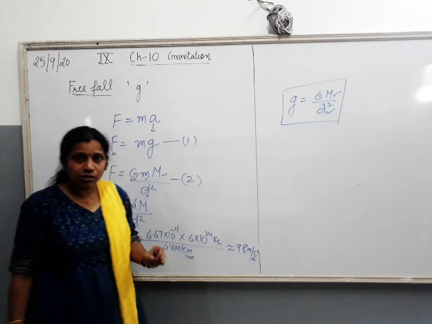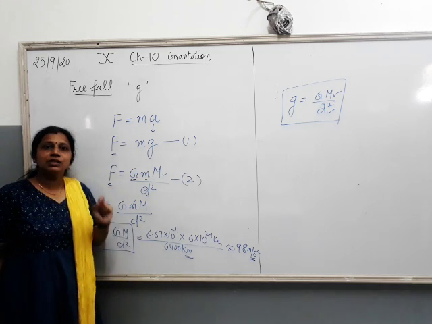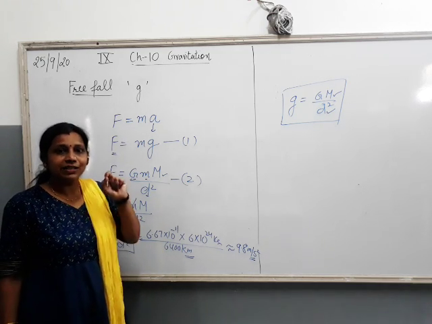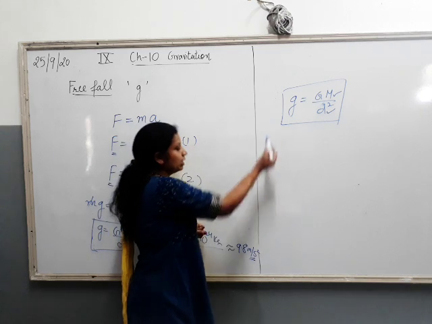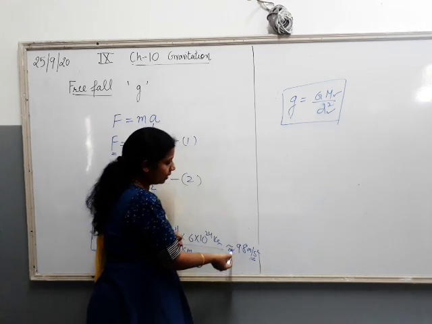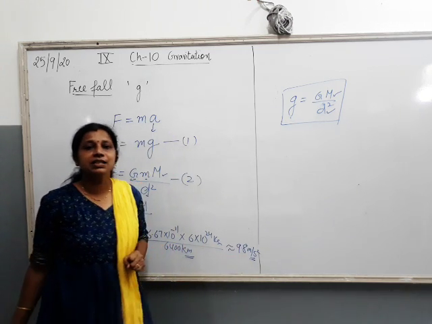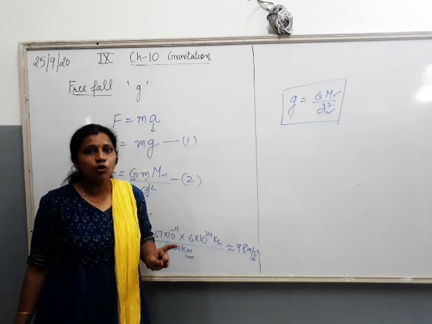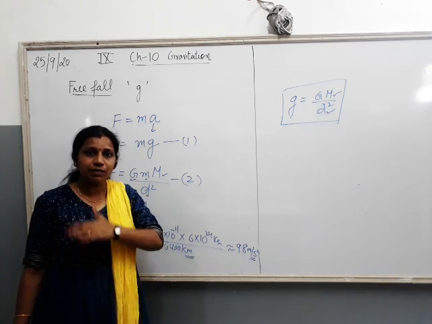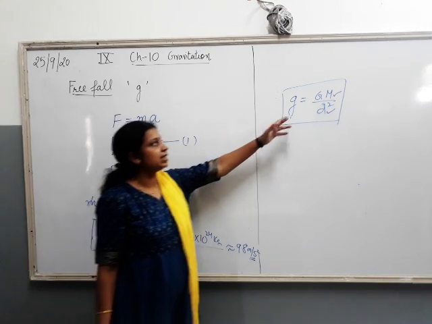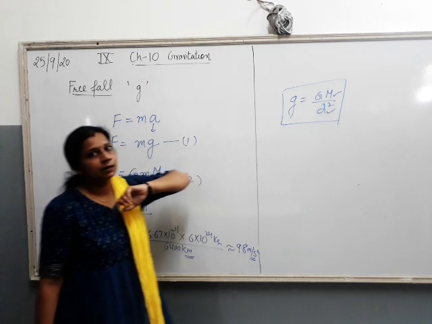So, what we have learned today: the gravitational force exerted by Earth gives acceleration to the object, which is equal to this small g, whose value is 9.8 meter per second square. And it is not constant, it varies from planet to planet depending on the mass and radius of that planet.